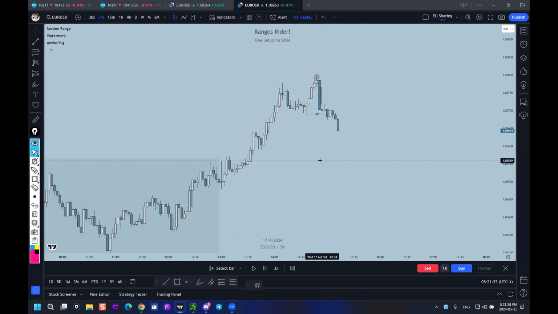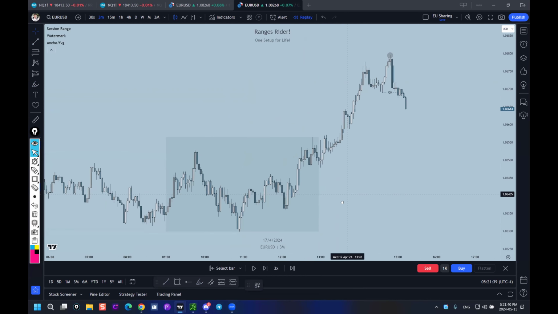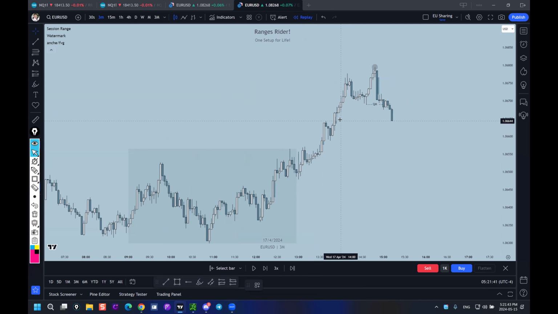Okay, where is the range? Well, the range should be from here to here. It should be exactly. So we have the range here, right?